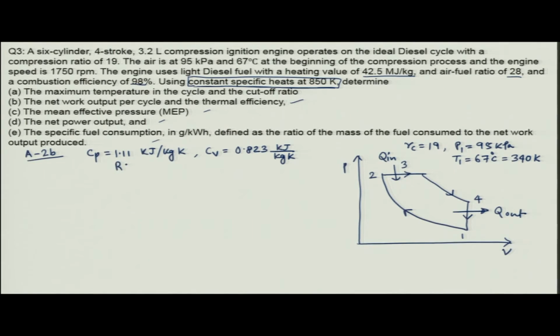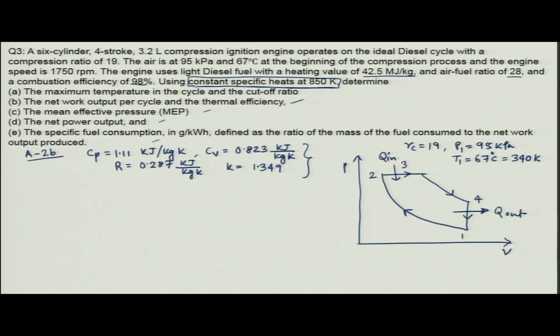So, R is basically the difference of Cp minus Cv, which is 0.287, and K is the ratio of Cp to Cv, which is 1.349. Okay. So, you can obtain this Cp and Cv from the table, then subtract Cp and Cv to get R, the gas constant, and K is basically Cp over Cv, right. So, these are the properties that we have to use throughout this cycle.